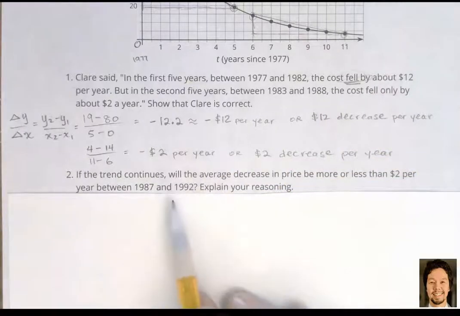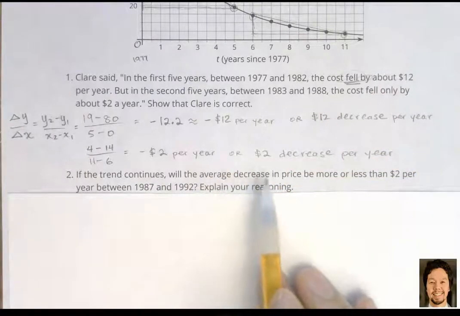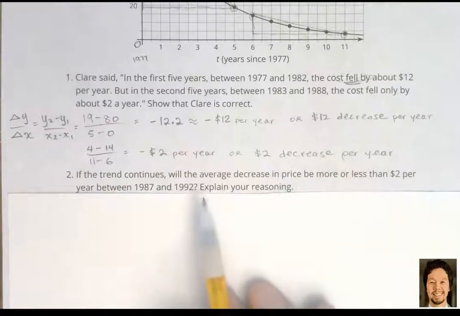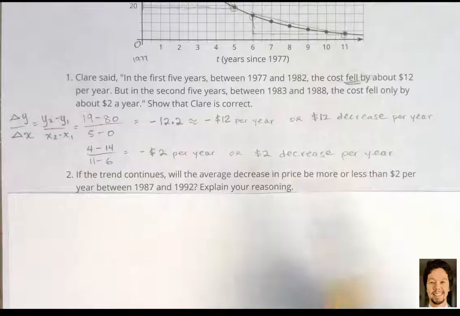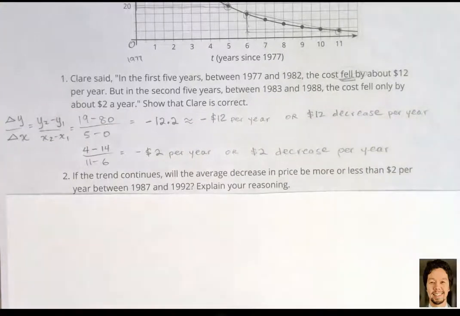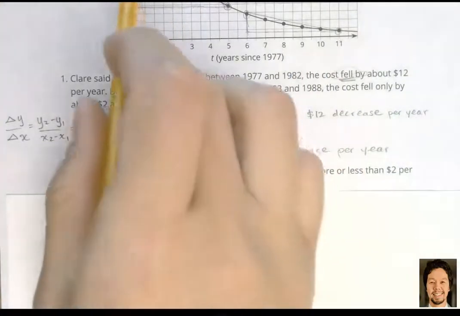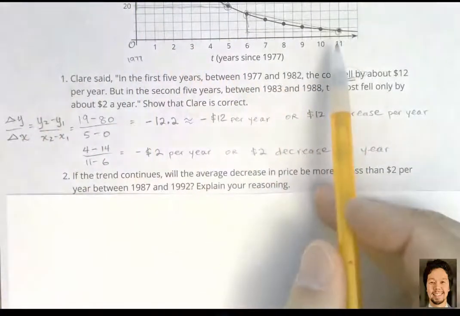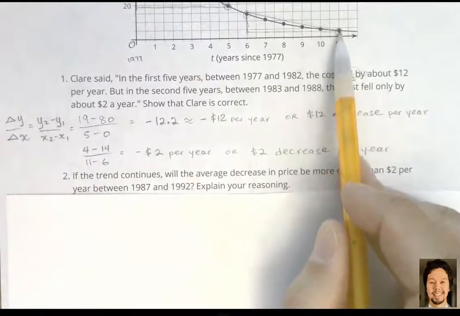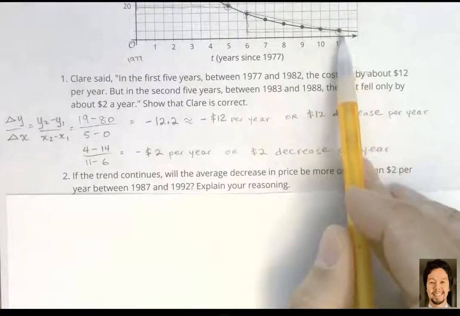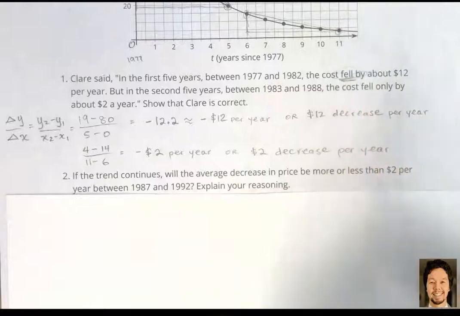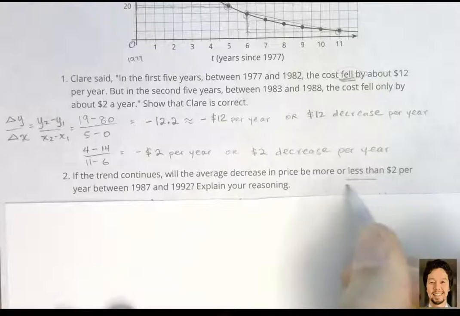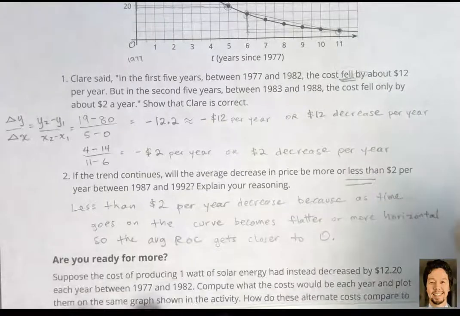Number 2, if the trend continues, will the average decrease in price be more or less than $2 per year between 1987 and 1992? Explain your reasoning. Well, because this is roughly exponential decay, as the years go further, the change or the decrease is getting smaller and smaller. And because of that, it will definitely be less than $2 per year.